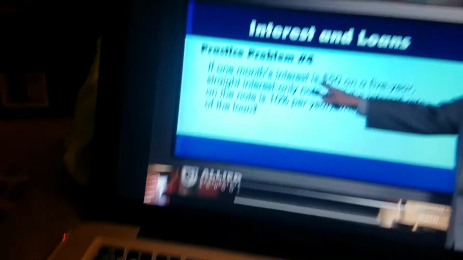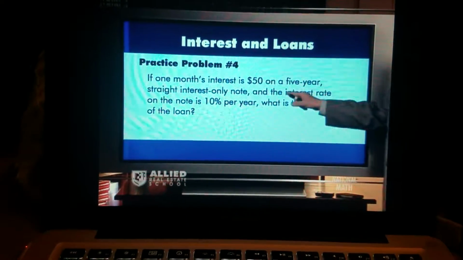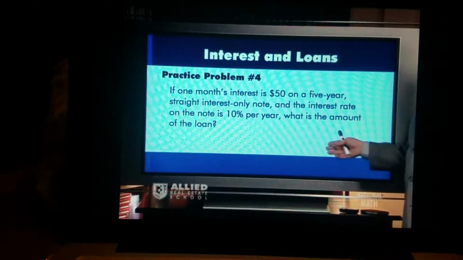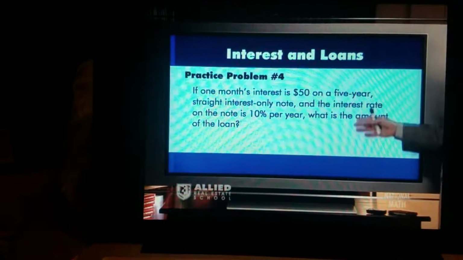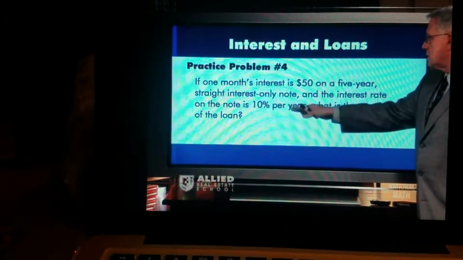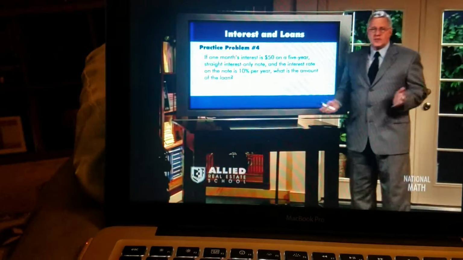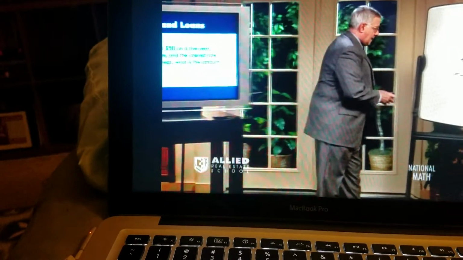As we said, first read the problem. If 1 month's interest is $50 on a 5-year straight interest-only note, and the interest rate on the note is 10% per year, what is the amount of the loan? So we're paying 1 month at $50, 5 years straight interest-only note, and the interest rate is 10%. Okay, so we've identified this as what? An interest rate problem.